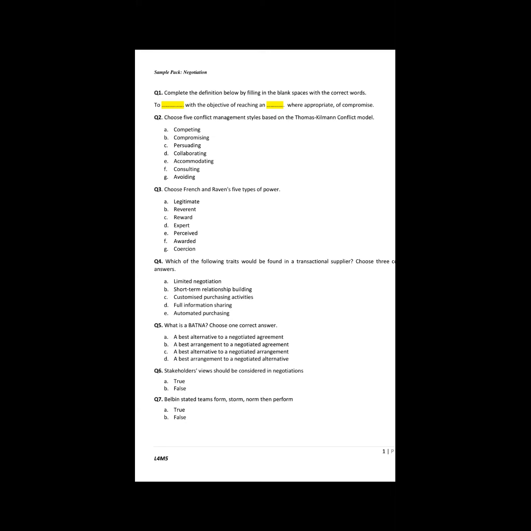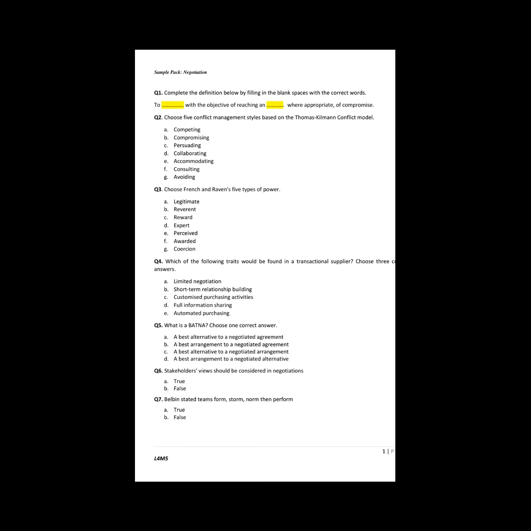So to communicate with the objective of reaching an agreement where appropriate or compromise. So we are moving to question two. Choose 5 conflict management styles based on the Thomas Kilman conflict model. If you've read the book, I know you've read it, you will be able to answer this question. You did it in learning outcome 1.2 or so. So we are choosing 5.